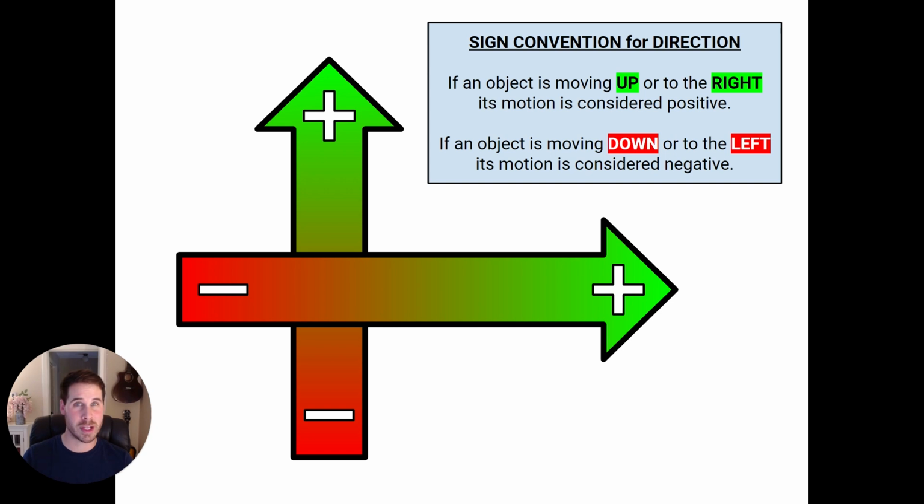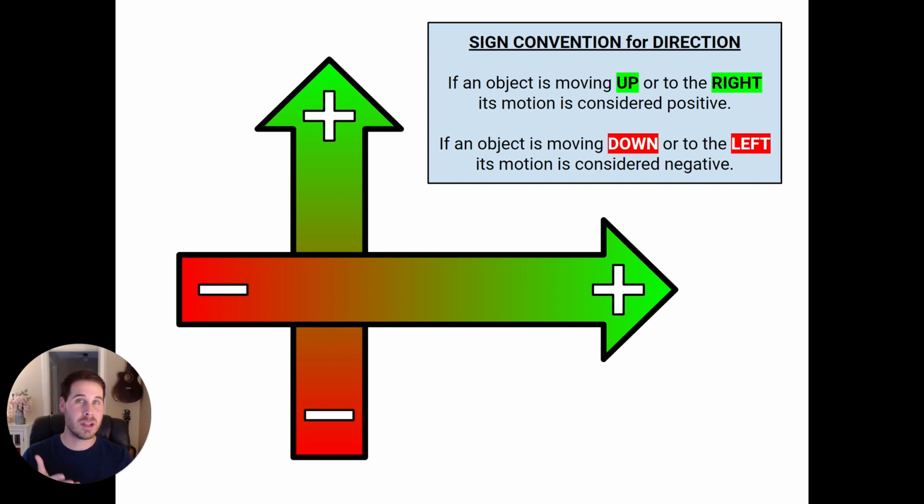Now, there's no particular reason why right is positive and left is negative, or up is positive and down is negative, other than we just need to keep in line with each other when we use numbers that are positive and negative. For example, if I say a car is moving at negative 7 meters per second, that would mean it's moving at 7 meters per second in the negative direction, or to the left.